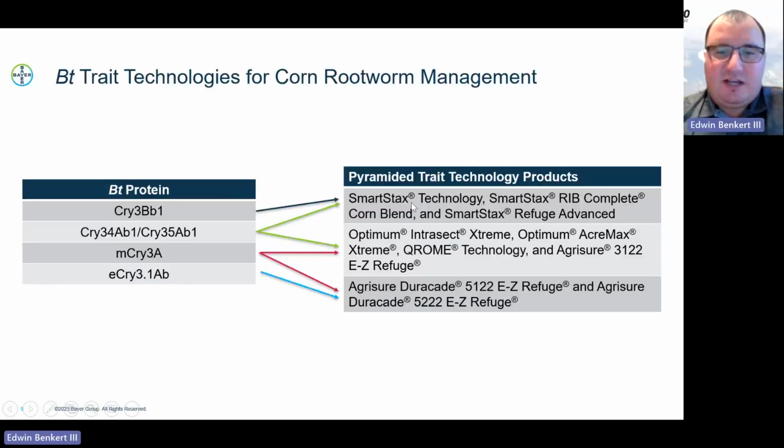We have our SmartStax, then our Corteva trait packages, and then finally our Syngenta trait packages down here, and the corresponding proteins that make up those. So initially we released proteins as a single trait, where we would have 1 protein present within that hybrid. But then we began pyramiding proteins together in different trait combinations, just to get more than 1 mode of action present within a hybrid for better management of corn rootworm.